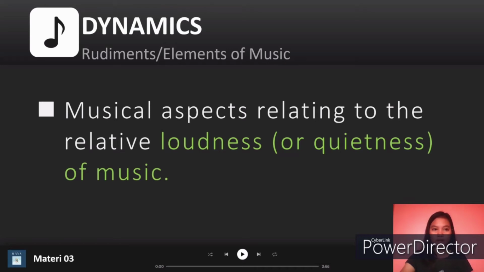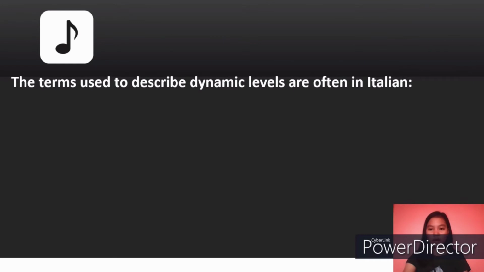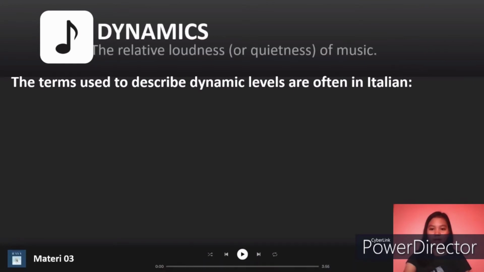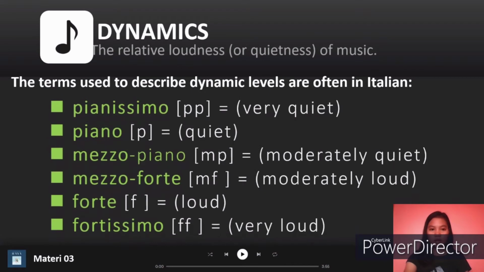So next, we have here the basic dynamics. We have here the Italian terms, their symbols, and their English terms. We have the pianissimo, which is very quiet, piano, which is quiet, mezzo piano, moderately quiet, mezzo forte, moderately loud, forte means loud, and fortissimo means very loud.